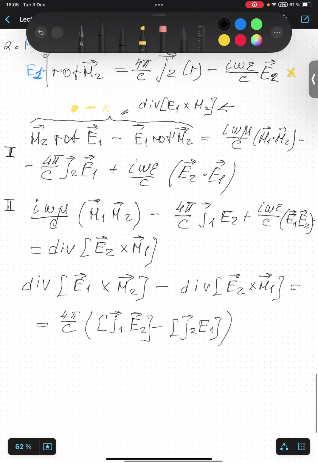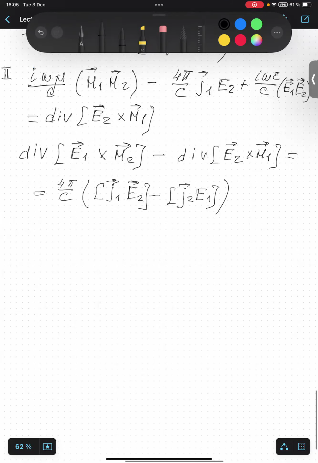So it is quite the answer, but now we want to integrate both parts of these equations over volume, and we will have two cases. So for example, the first case, integrate over volume.